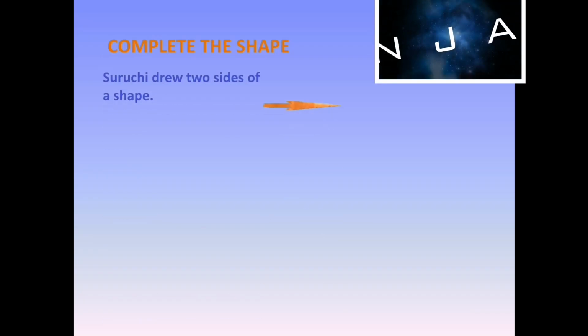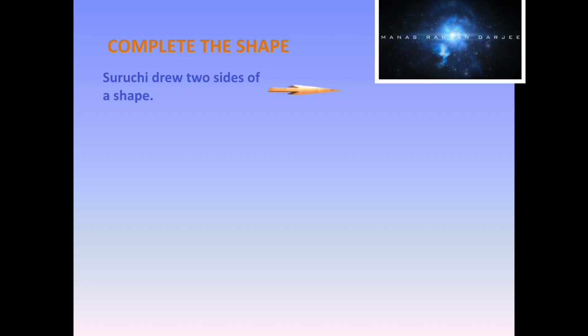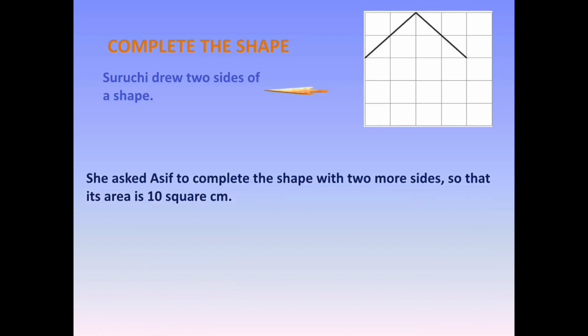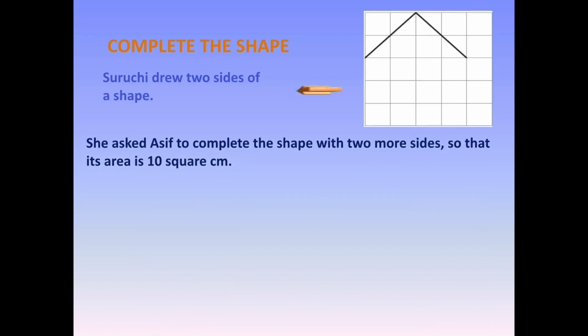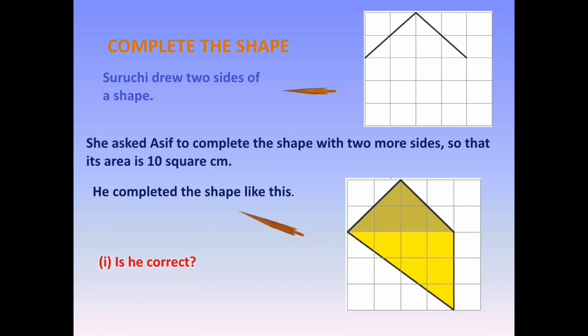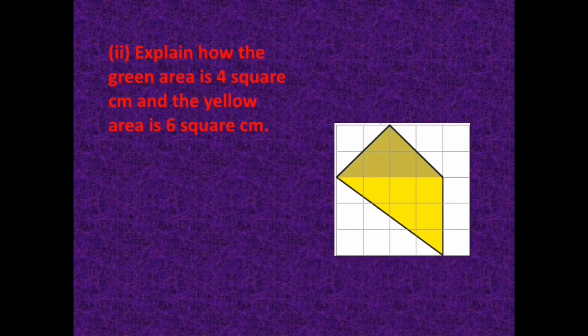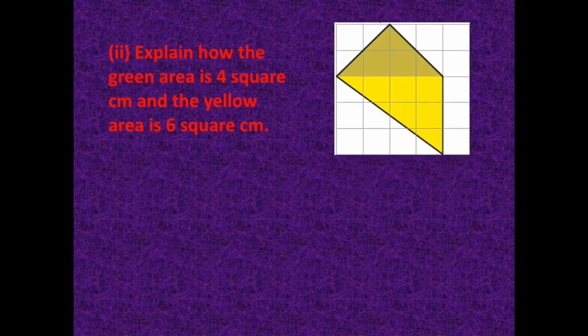Complete the shape. Suruchi drew two sides of a shape. She asked a sheep to complete the shape with two more sides so that its area is 10 square centimeter. He completed the shape like this. Is he correct? Yes, he is correct. Explain how the green area is 4 square centimeter and the yellow area is 6 square centimeter.